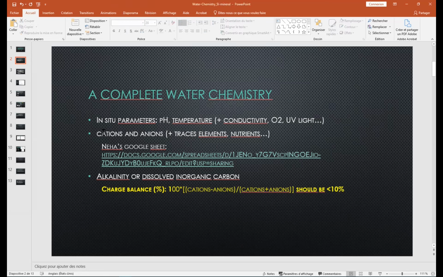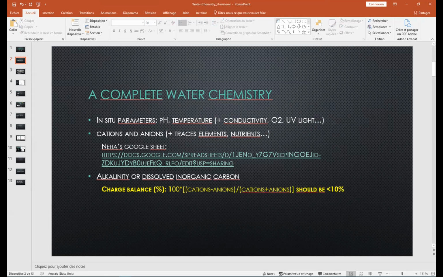You also need to measure the major cations and anions of your solution. So not only calcium and magnesium, but also chlorine, sodium, etc. And you can also analyze trace elements and nutrients, particularly if they are really important. And also alkalinity or dissolved inorganic carbon to constrain the carbon content of the solution.